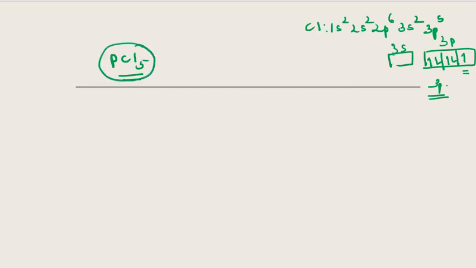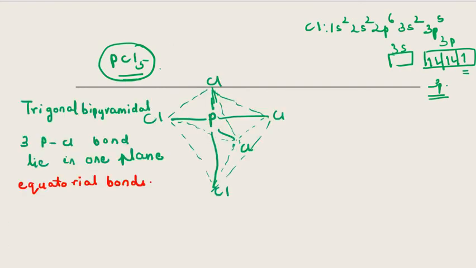Thus the shape of the PCl5 molecule is what? It is trigonal bipyramidal. Here you can see that there are 3 P-Cl bonds. These 3 P-Cl bonds lie in one plane, making an angle of 120 degrees with each other, and thus they are called equatorial bonds.